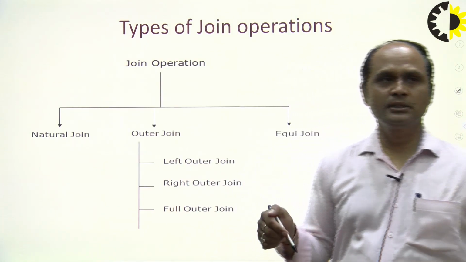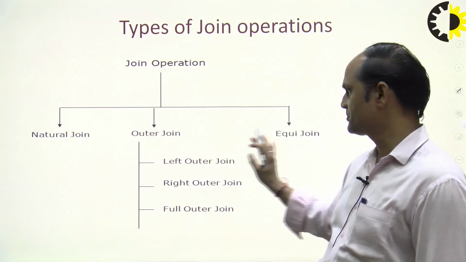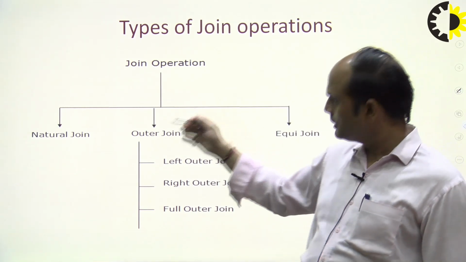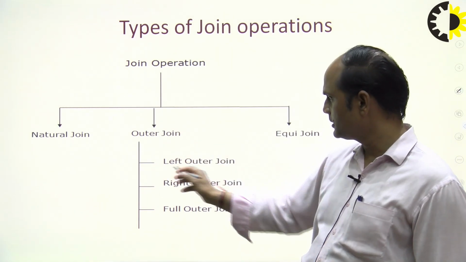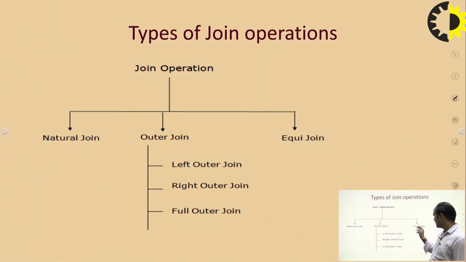Join operations are basically categorized into 3 types: natural join, outer join, and EQ join. In the outer join, we have 3 types: left outer join, right outer join, and full outer join. Natural join and EQ join are separate from the outer join.